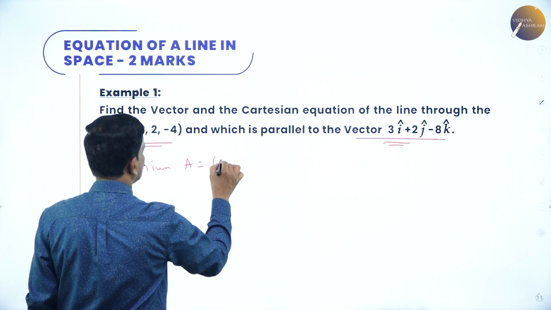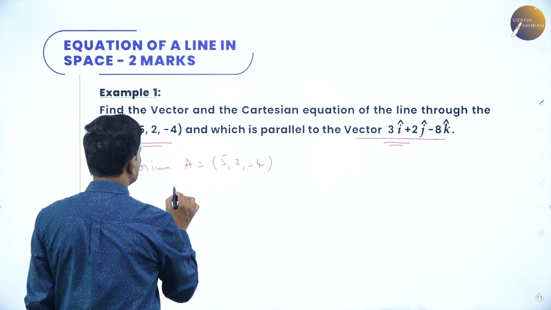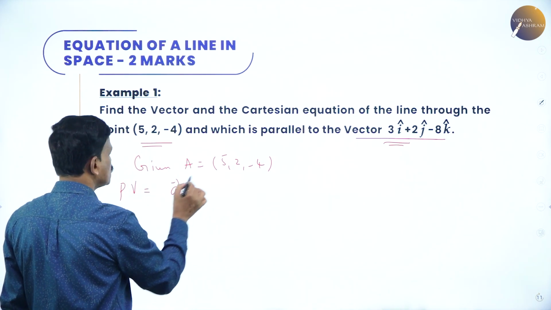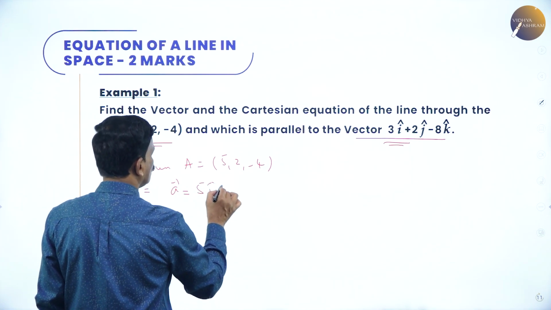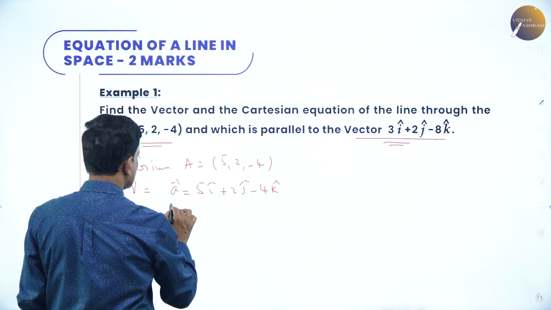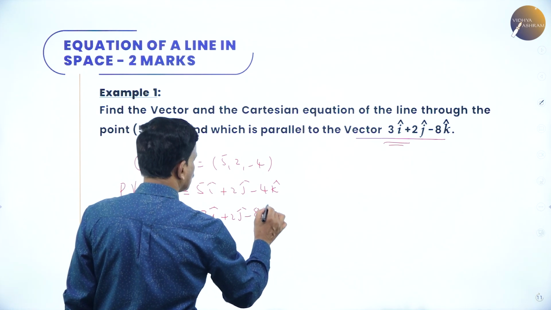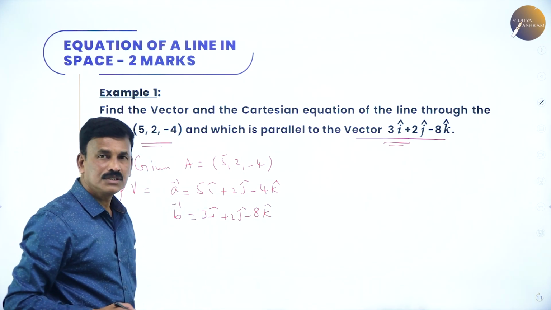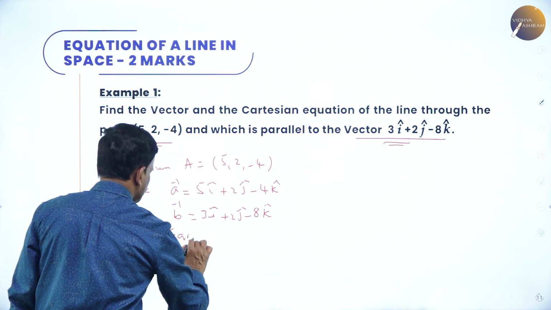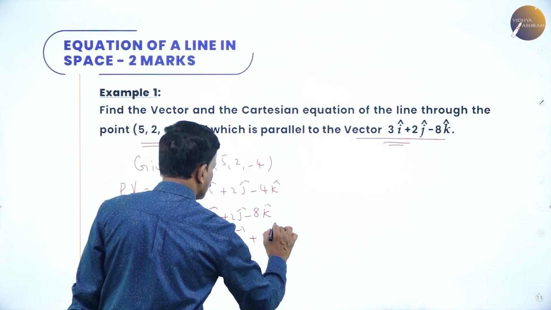Given A is equal to 5 comma 2 comma minus 4. So this is nothing but the position vector of A, vector A is equal to 5i plus 2j minus 4k. And the vector B is given. Vector B is equal to 3i plus 2j minus 8k. This is given, right? Now just write the vector equation. What is the vector equation? Vector equation is vector R is equal to A plus lambda into vector B.